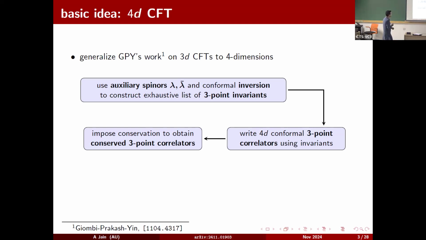We use auxiliary spinors. Just like the auxiliary polarization vectors, we can use auxiliary spinors and the transformations under conformal inversion to construct an exhaustive list of invariant structures out of 3 points. Once we have written down an exhaustive list of 3-point invariant structures, we can write down any 3-point correlator using multinomials or polynomials of those invariants. Since we can do that, we can also impose conservation on each operator in the 3-point correlator, thus giving us correlators of conserved currents.